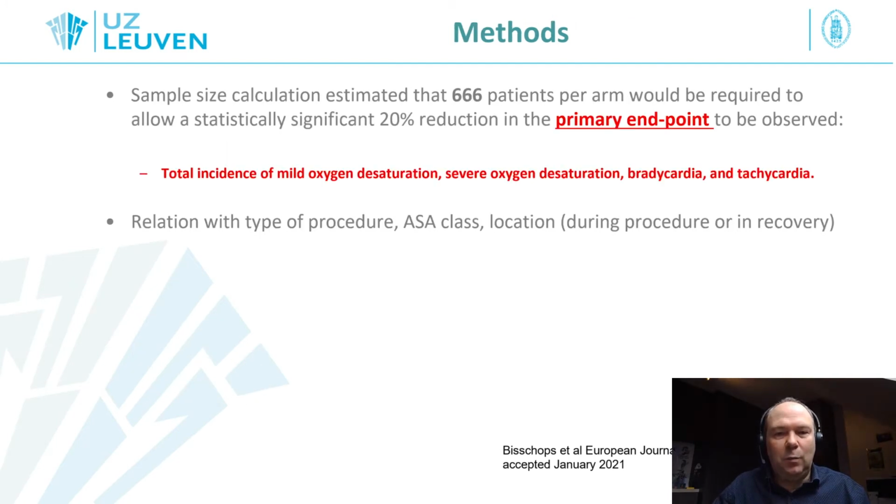So we calculated that we needed 660 patients to obtain a significant 20% reduction in the total incidence of mild to severe oxygen desaturation, bradycardia, and tachycardia, which was the primary endpoint of this observational study. And we also wanted to assess the relation with the type of procedure, the ASA class, and the location. So where did the problems happen? Was it during the procedure in the endoscopy room, or was it in the recovery room?